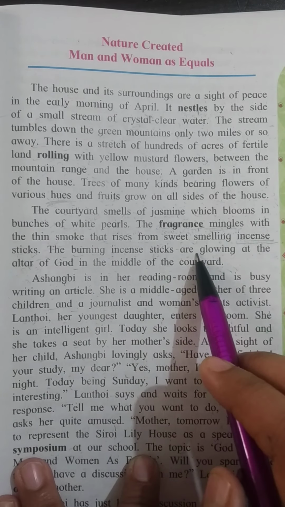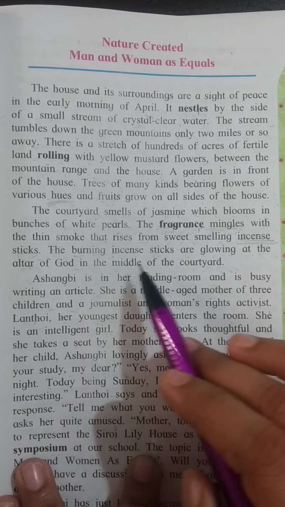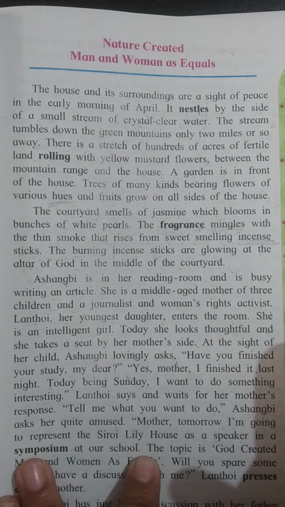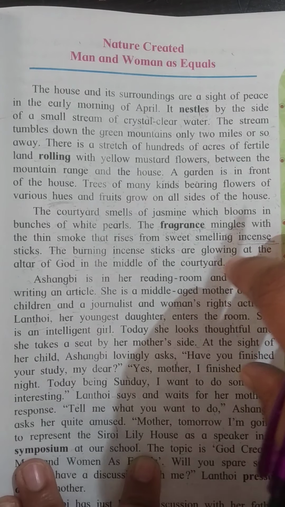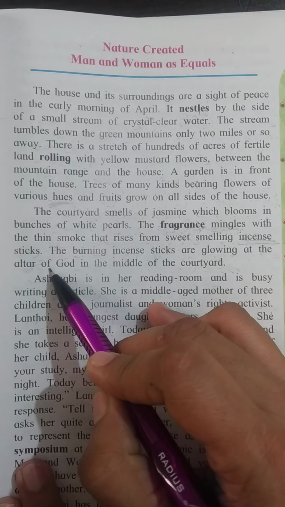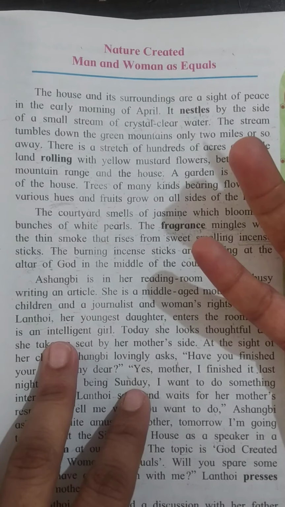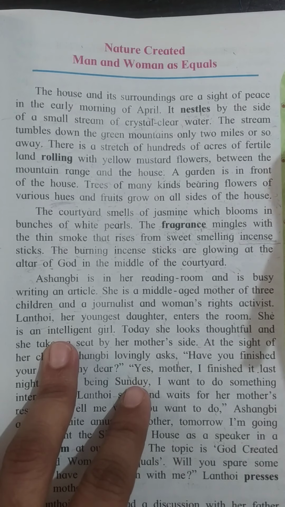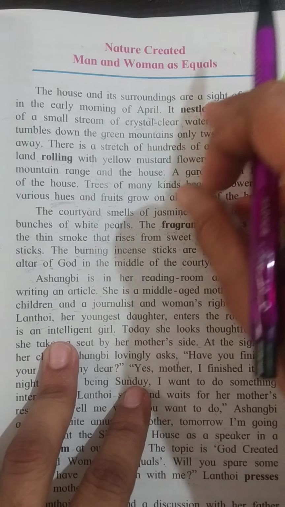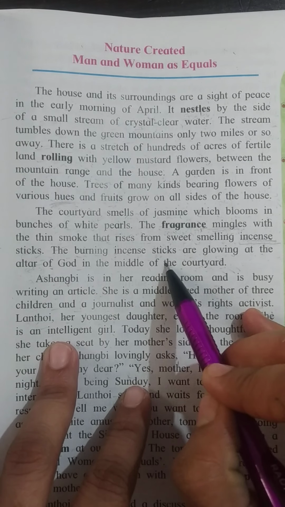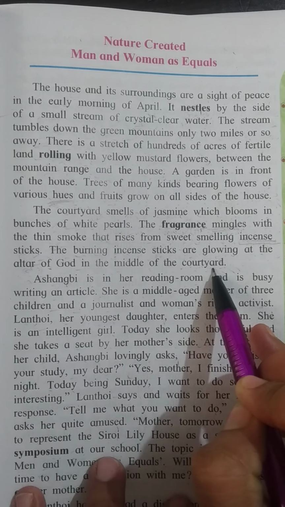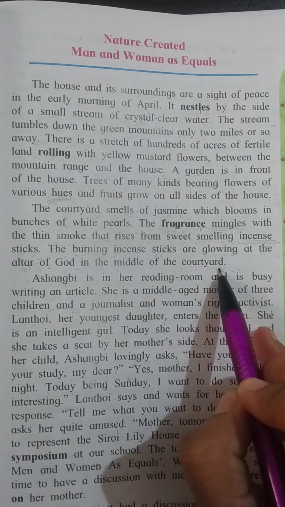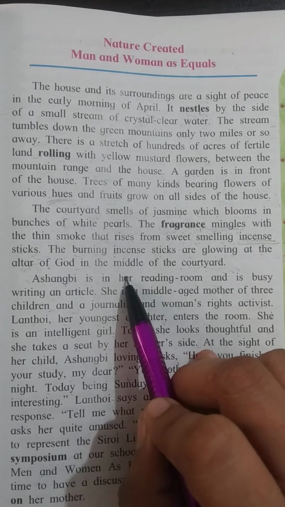The burning incense sticks are glowing at the altar of God in the middle of the courtyard. So here you can see again the description of the environment is given. The altar means what? It is a place or a table where we keep the statues of the gods and where we serve all the fruits and flowers to God. So that particular altar of God is placed in the middle of the courtyard. Clear with this? Okay, now this chapter introduces us to the 3 characters.